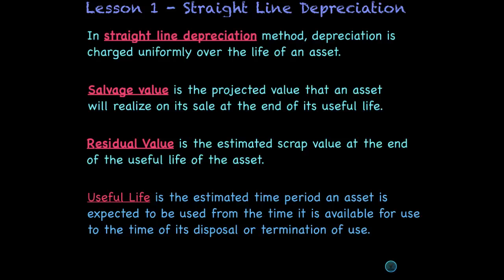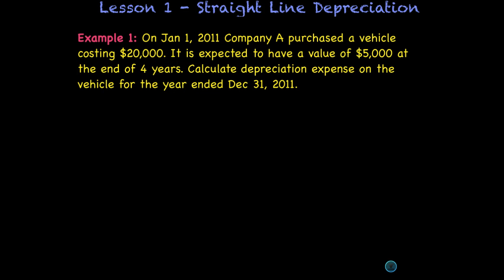Okay. Let's look at some examples. On January 1, 2011, a company purchased a vehicle that cost $20,000. It was to have a value of $5,000 at the end of 4 years. That would be considered the residual value or the scrap value or the salvage value. What we want to do is calculate depreciation expense on the vehicle for the year ended December 31st, 2011. So basically, we want to calculate 1 year's worth of depreciation. January 1, 2011 to December 31st, 2011 is 1 year of depreciation.